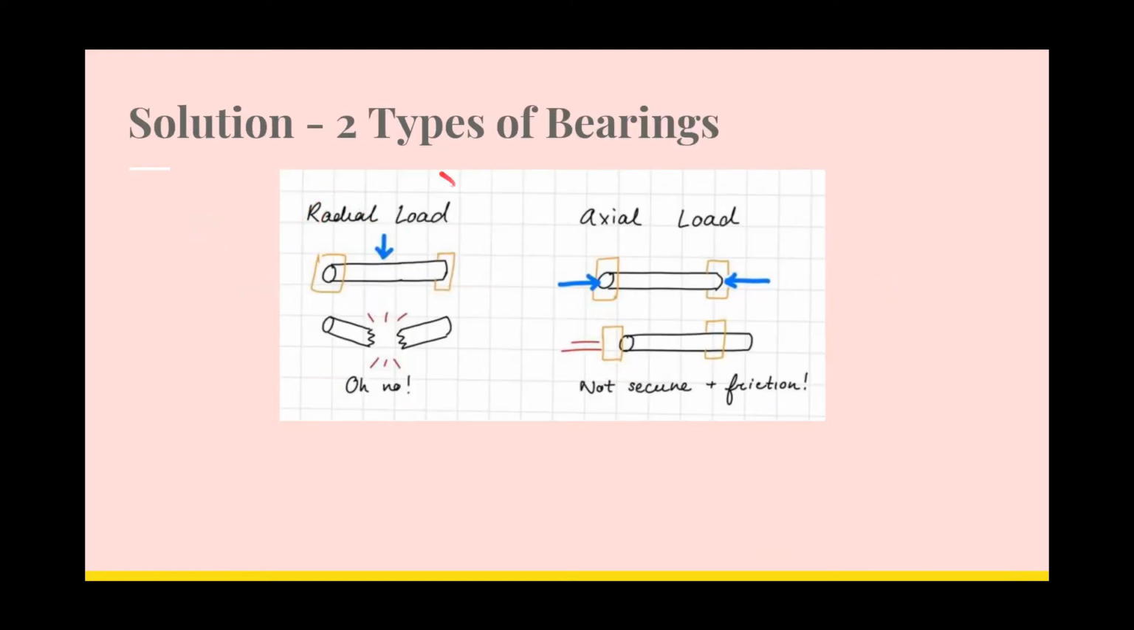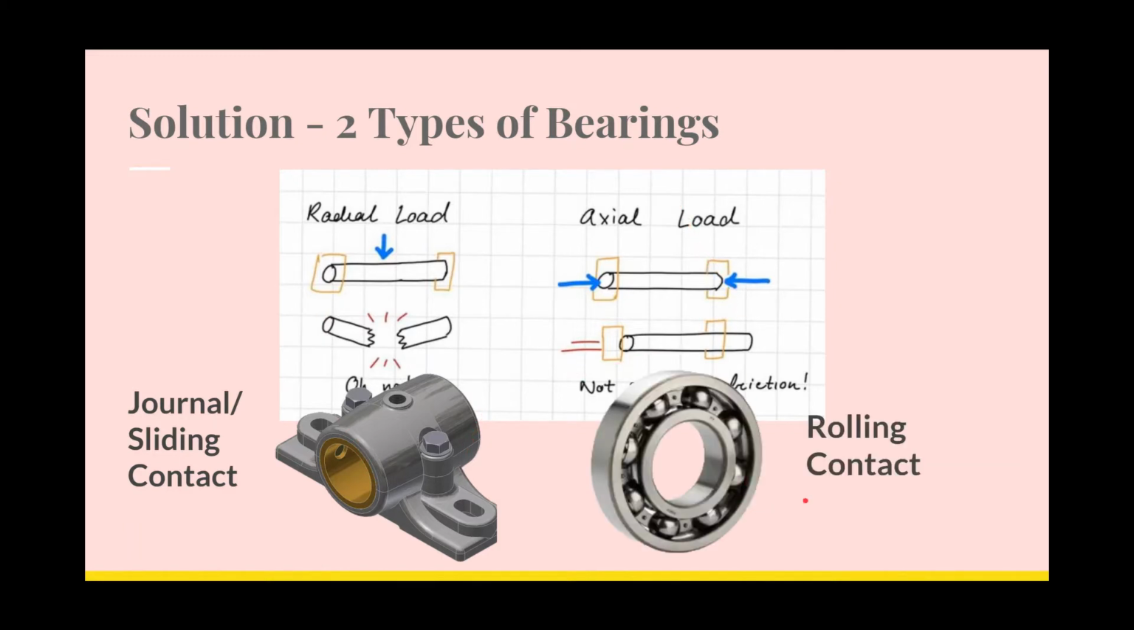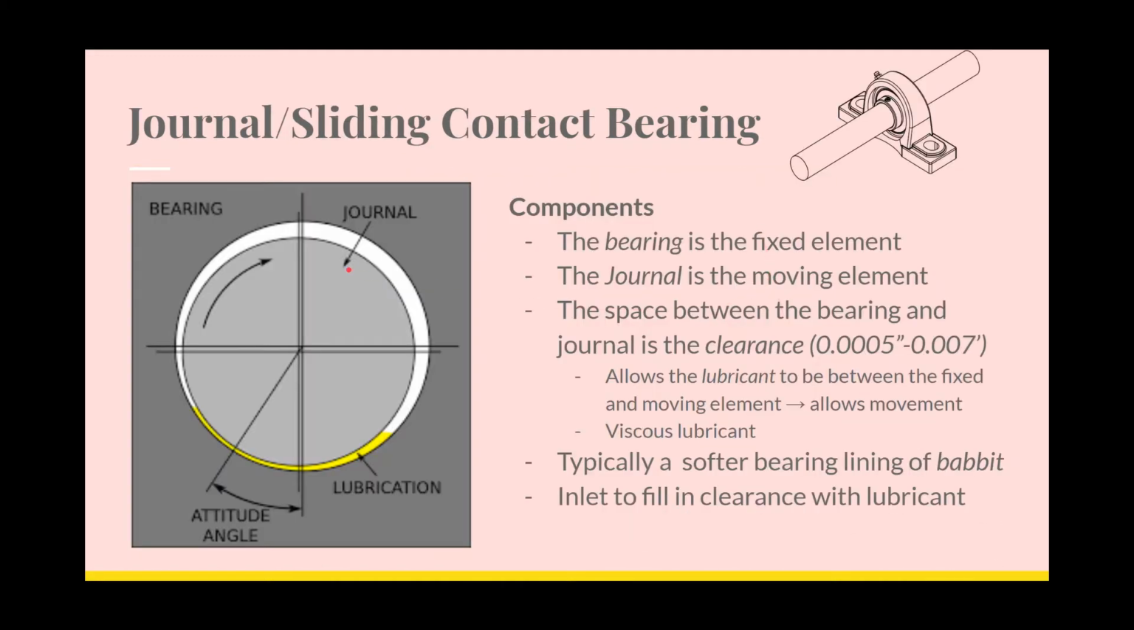Luckily, we have solutions for these problems. For radial loads, we have journal or sliding contact bearings, and for axial loads, we have rolling contact bearings. So breaking the journal contact bearing down, it's basically just a shell and a shaft. The bearing here is the fixed element, and it can be secured by bolting it down. The journal is a moving element that can rotate.